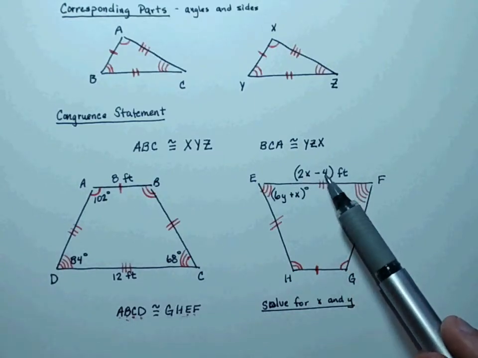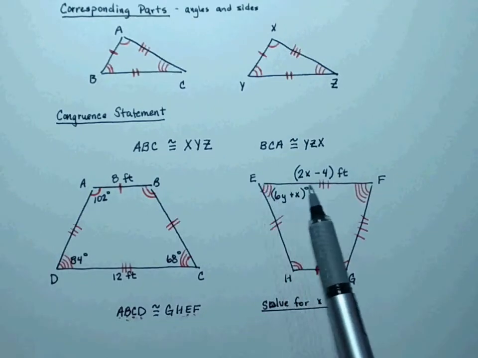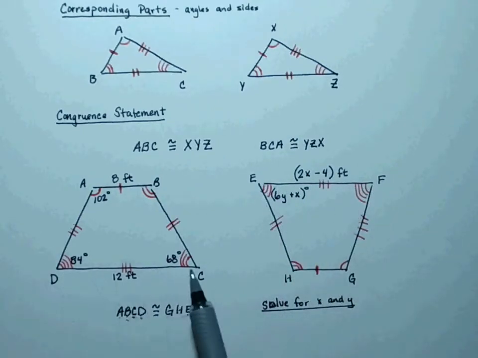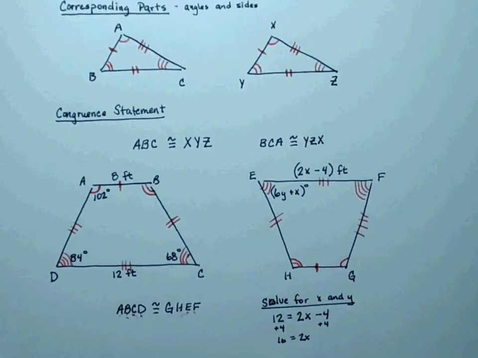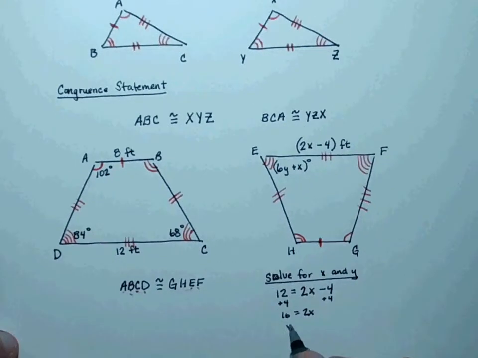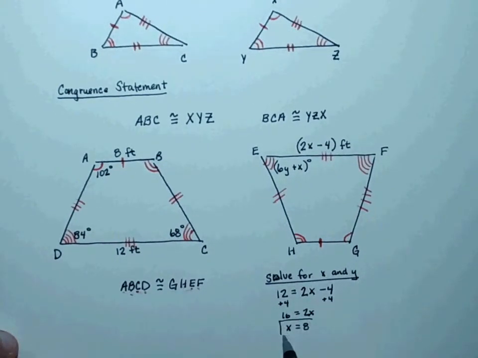So let's look at 2x minus 4. We know that this side, EF, corresponds to CD. So we know that 12 equals 2x minus 4, because those two sides are congruent to each other. So then we solve, and we get x equals 8. One down. Now we've got to solve for y.